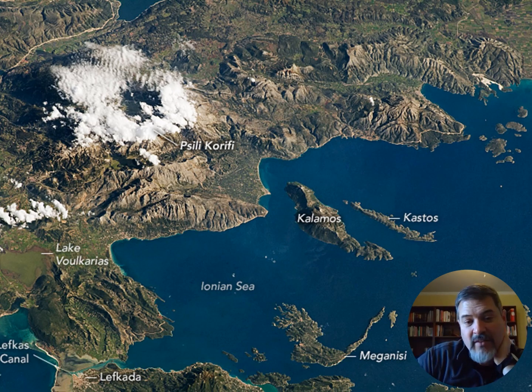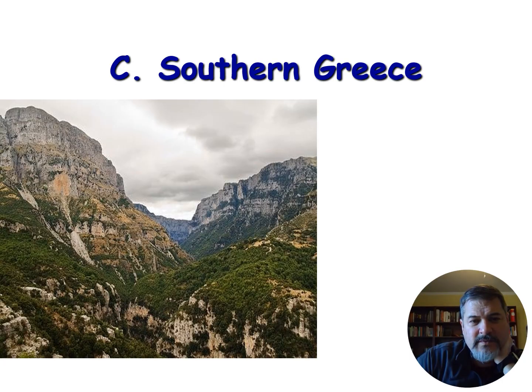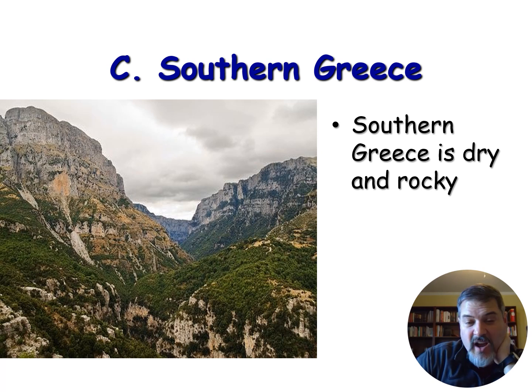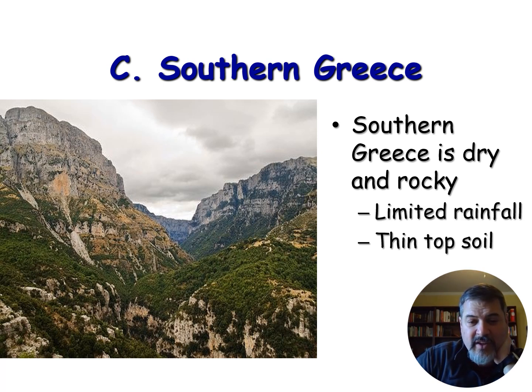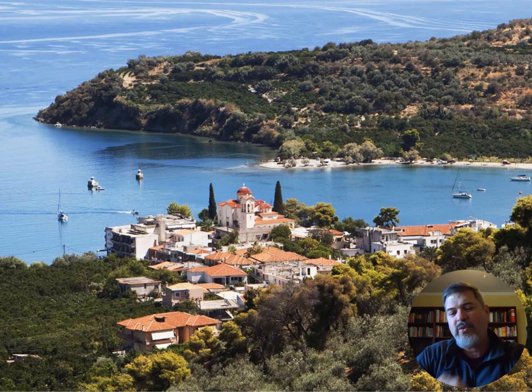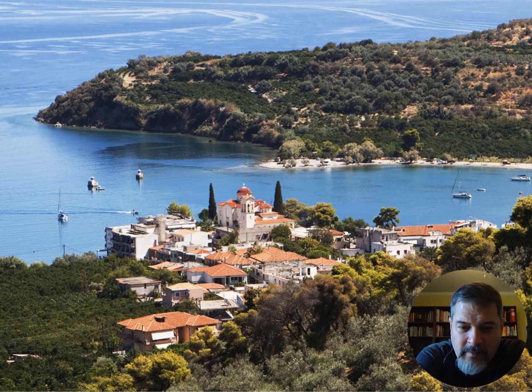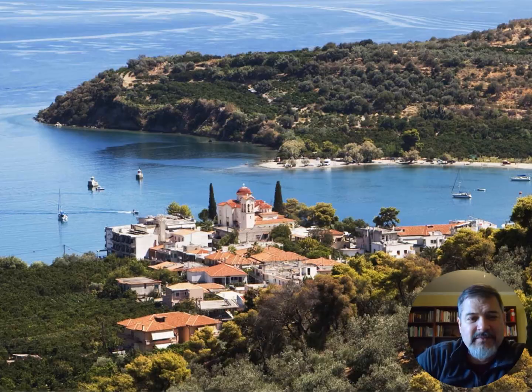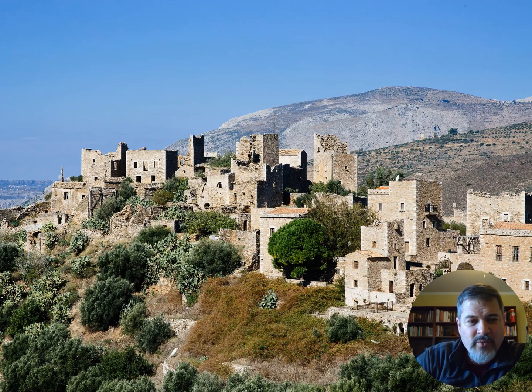Here's another map, a satellite map of what we're talking about. Southern Greece is dry and rocky then as it is now. It had limited rainfall, thin topsoil. So you're going to see different views, southern Greece there. Why do you students think they had all these settlements right near the beach? Right, so they can go fishing, so they can get food and protein. Here's some old ruins.